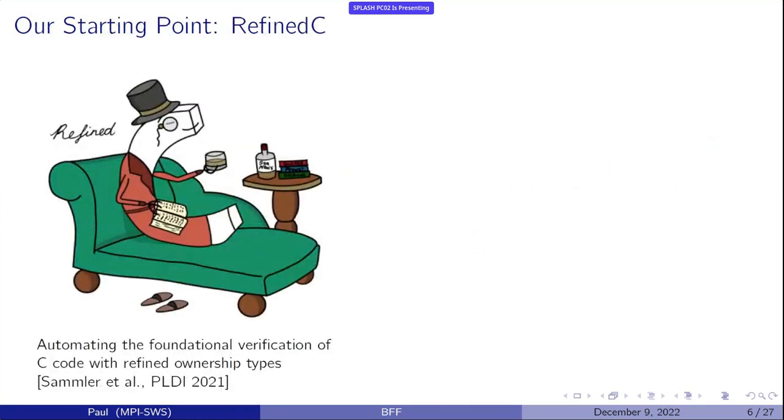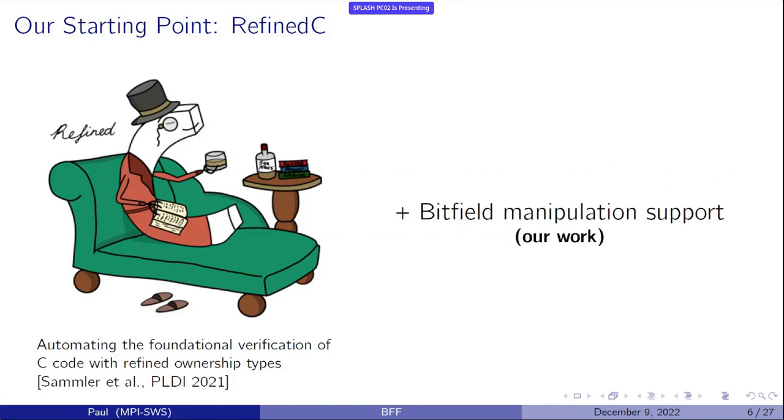We start with RefinedC, a framework that already supports some sort of automated and foundational verification for C code. This framework is first of all foundational because it's formulated in Coq and Iris. And it also builds some automation support, for example for C language features, and some commonly seen side conditions generated by the verifier can also be automatically discharged. But RefinedC lacks support for bit field manipulation, and this is what we want to do. On top of RefinedC, we want to build support for bit field manipulation.